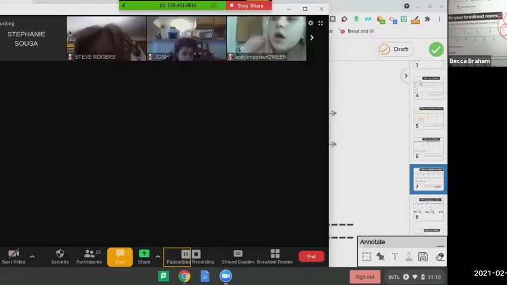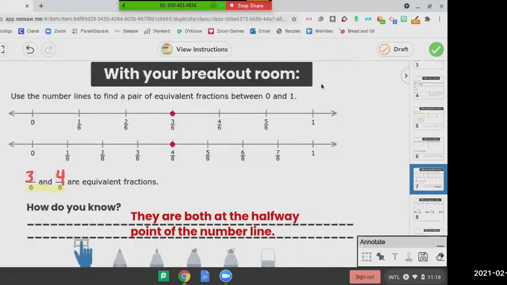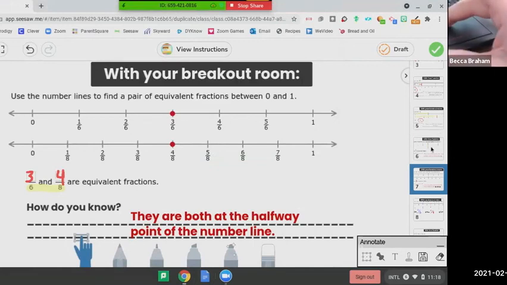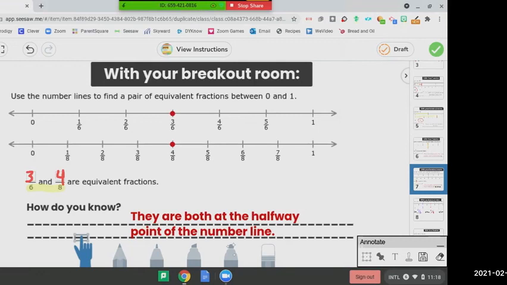Alrighty, folks. If you completed your work correctly, this is what you should have had on slide 7. 3/6 and 4/8 are equivalent fractions. Your explanation might have been a little bit different than mine, but as long as it explains how you know they are in the same location or the same distance or the same size part of the number line. I said they're both at the halfway point because I recognize that this is half of a number line.